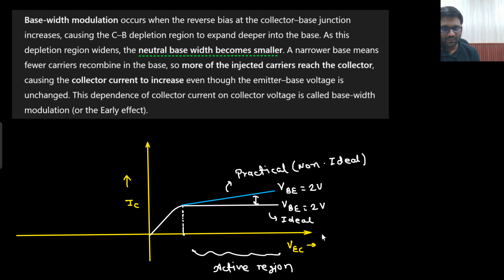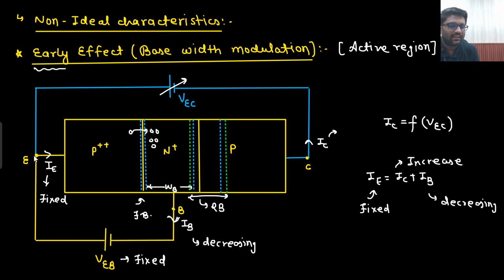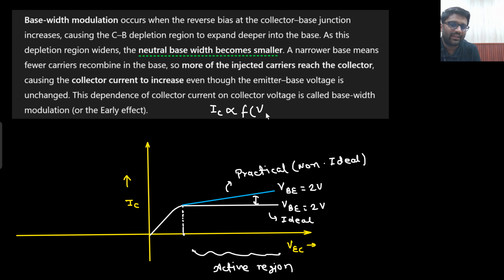This dependence of collector current on collector voltage is called base width modulation or early effect. So dependence of IC on collector voltage, or you can call it V, because we will take it as a reference. Emitter is the reference, like emitter will be 0 voltage. So that's why here it is mentioned collector voltage, but actually it is VEC voltage. But V will be 0 only, no? So IC has become a function of collector voltage here.